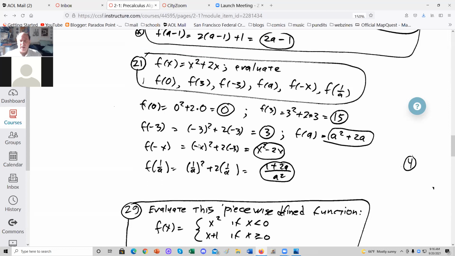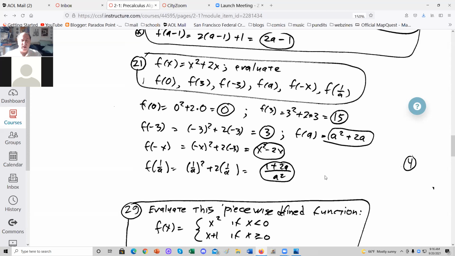F of negative x, you put a negative x in, you get negative x quantity squared plus twice negative x. That comes out to x squared minus 2x. F of 1 over a is 1 over a squared plus twice 1 over a, which after a bit of algebra comes out to 1 plus 2a, all that over a squared.